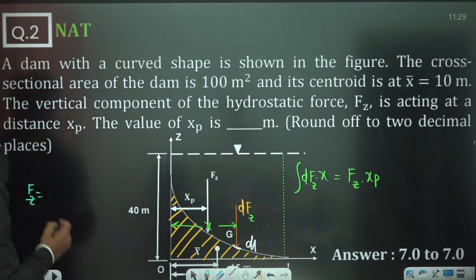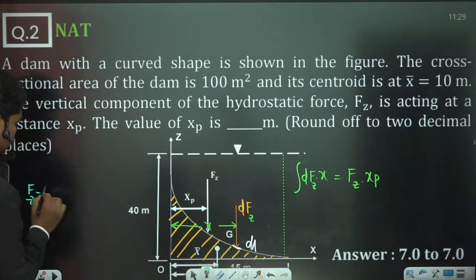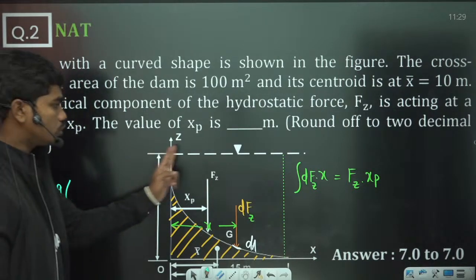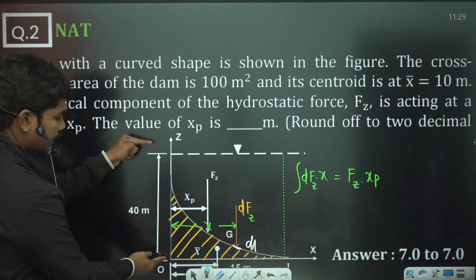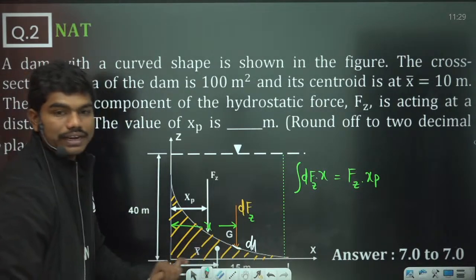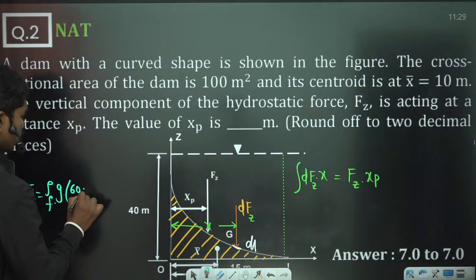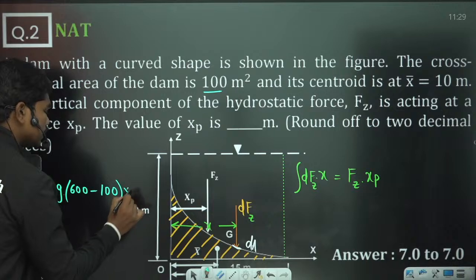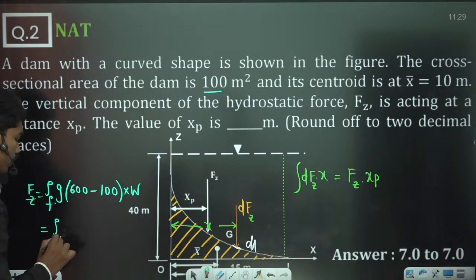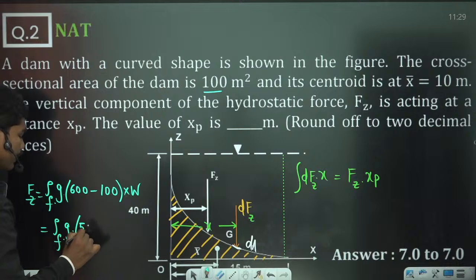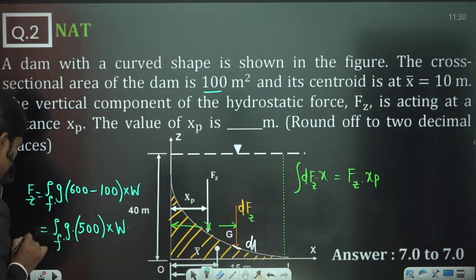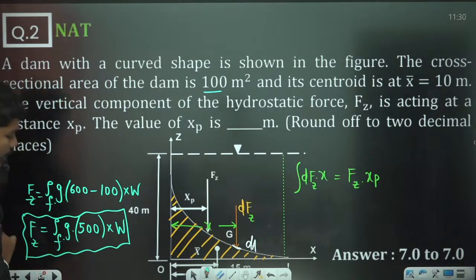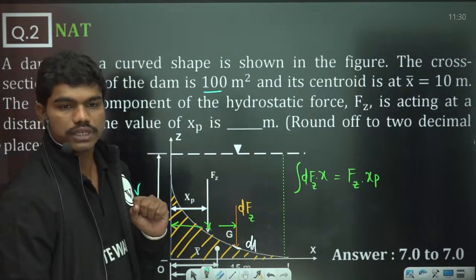So that's why Fz is equal to density of the fluid into g into this unshaded area. If you see, this total value is a rectangle, correct? This rectangle height is 40 and this is 15. So 40 into 15 is 600, minus, out of this 600, this shaded part, the dam area, is 100 meter square. So 100, into W. So this is the total weight of the fluid which is supported by the dam, which means 500 times W here, correct? So this is the hydrostatic force acting in the Z direction. Clear? Total hydrostatic force acting in the Z direction.